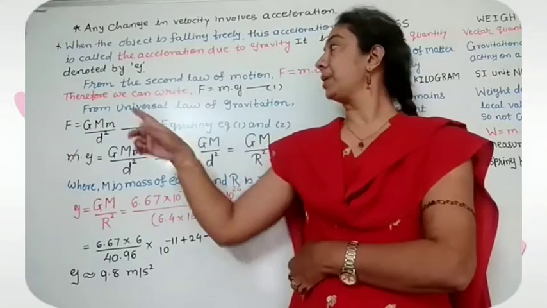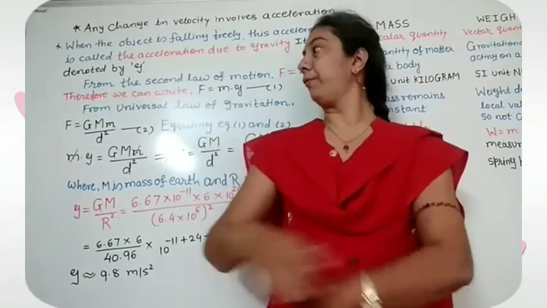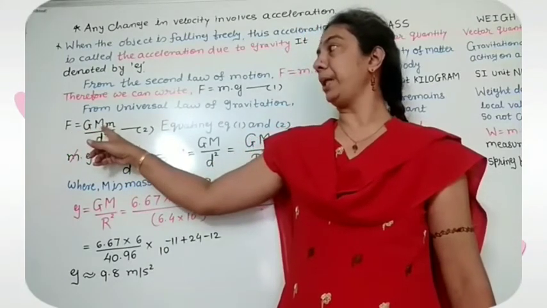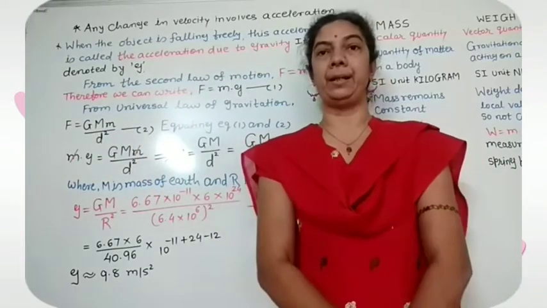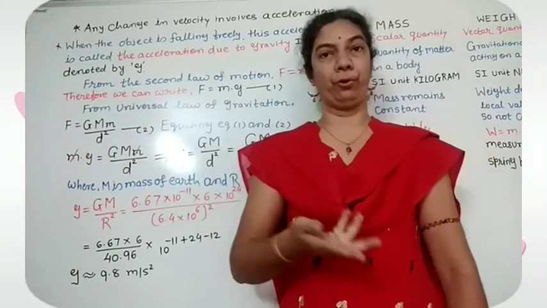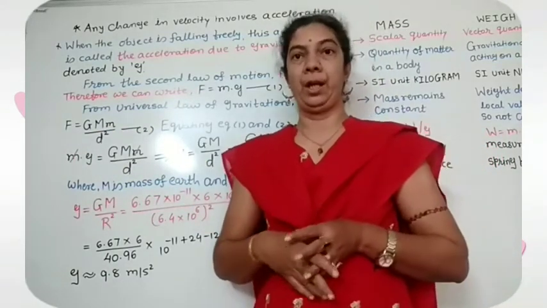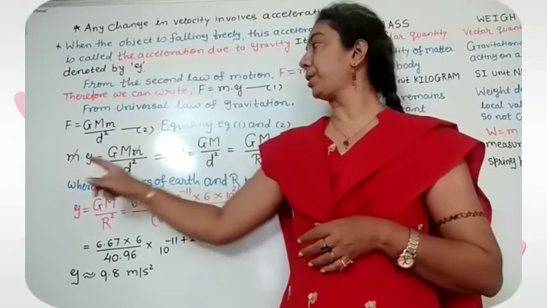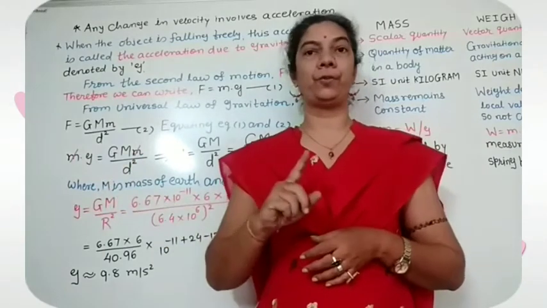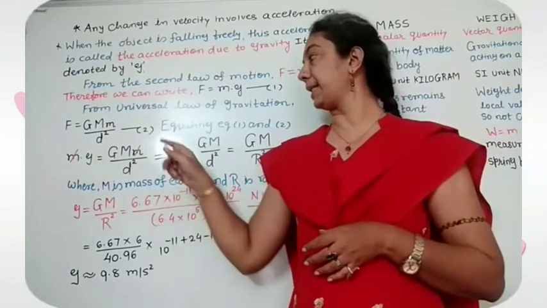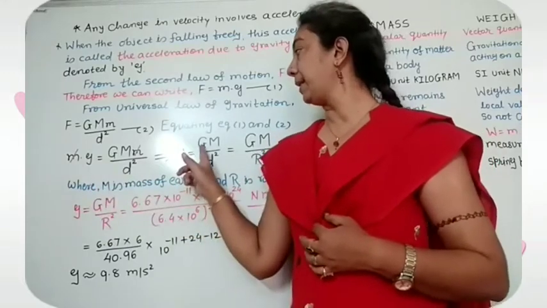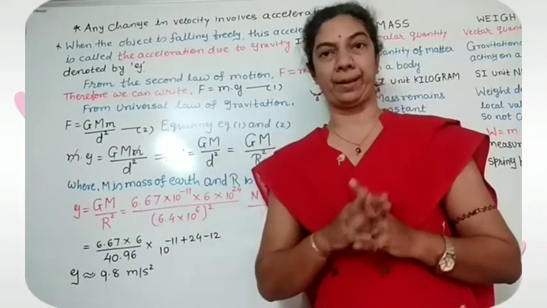From Newton's universal law of gravitation, we have the formula: force equals capital G into capital M into small m divided by d square. Now both the equations are for the gravitational force, so we can equate these two equations. Small m, the mass of the object, is cancelled from both sides. So we get the expression for small g as GM upon d square.